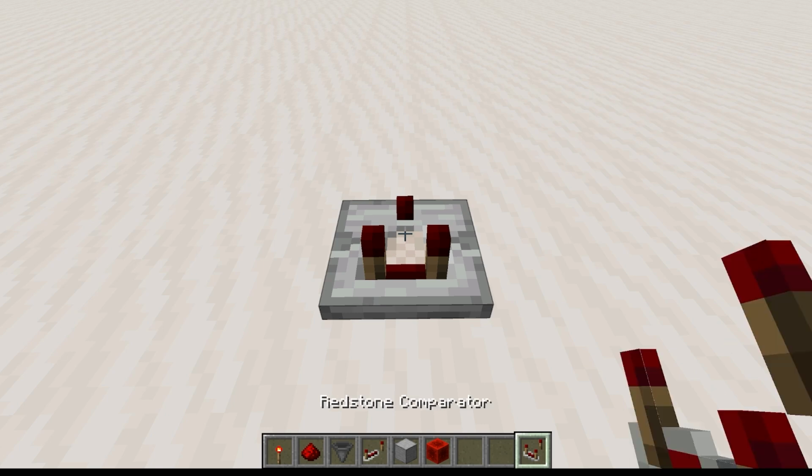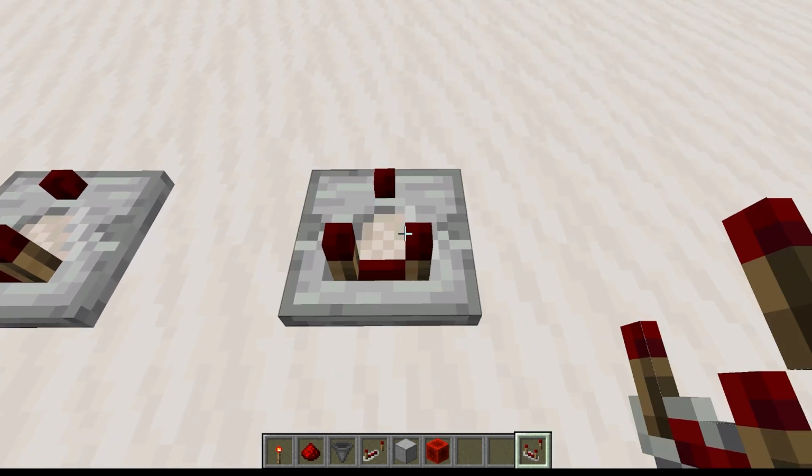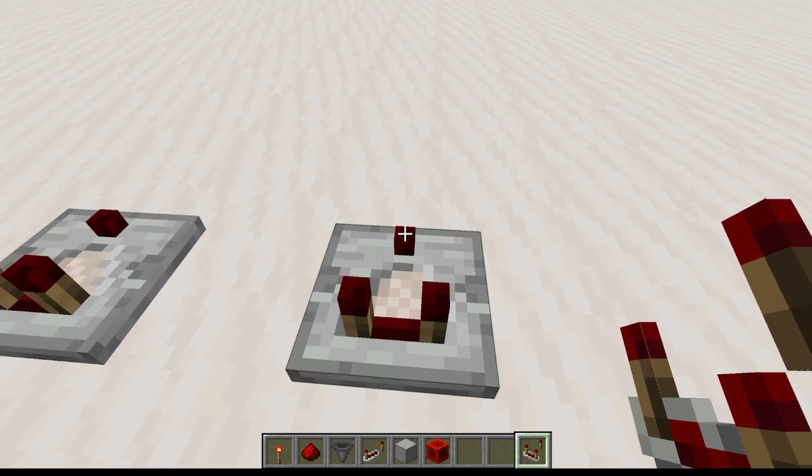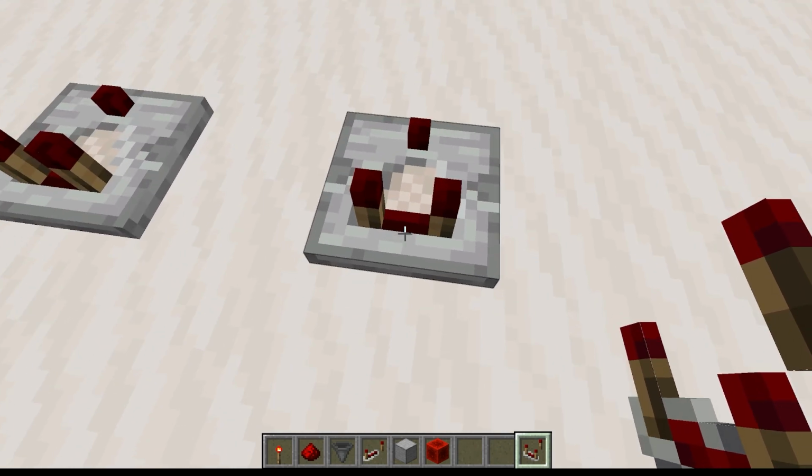One way to remember is that when you place a comparator, its redstone output signal flows in the same direction you were facing when you placed it, meaning the side further from you is the output, and the side closer to you is the input.